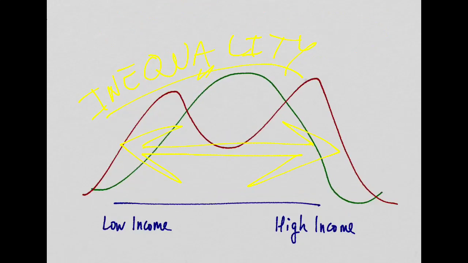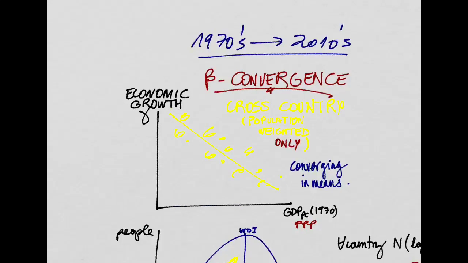And also, as we have mentioned before, we passed from this bimodal world to a single modal world. So global inequality has declined. One big reason why is that since the 1970s until nowadays, if we weight countries by their population, we have cross-country convergence in economic growth. So on average, poor countries, when weighted by population, have been growing more than rich countries.